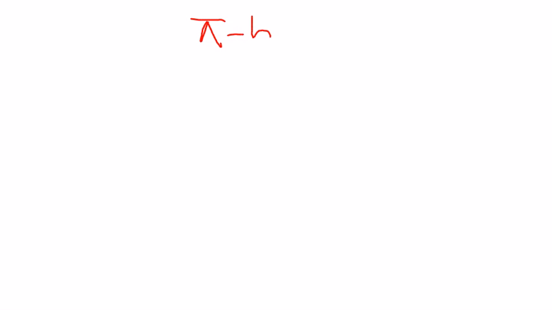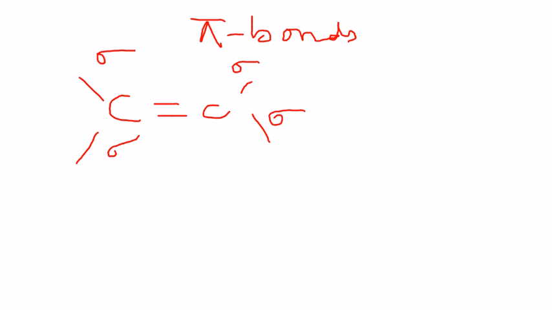Pi bonds. So let's take a look at the ethylene molecule. Okay, so it's got 5 sigma bonds and 1 pi bond. So it can be either the top one or the bottom one, it doesn't matter. Okay, and pi bonds are formed by the sideways overlapping of p orbitals.